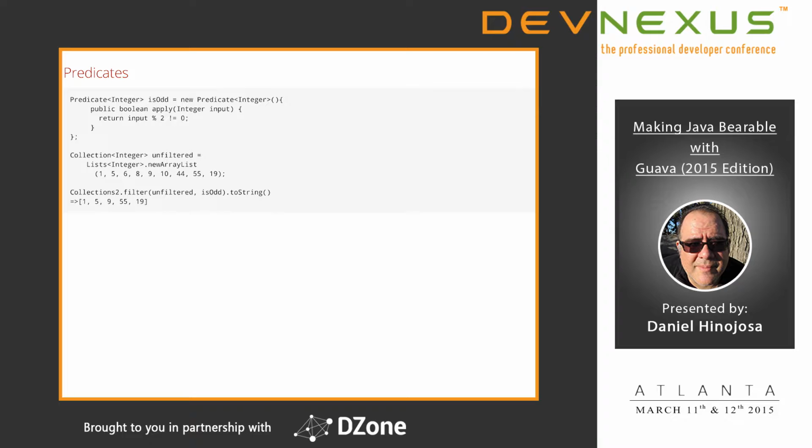So if I want to filter this list, 1, 5, 6, 8, 9, 10, and so on, I could take this unfiltered collection, plug it in here, and take this predicate and plug it into here, okay? It's a little bit more modular. It's not as imperative as you would do otherwise. Plus, here's the thing about this filtering.